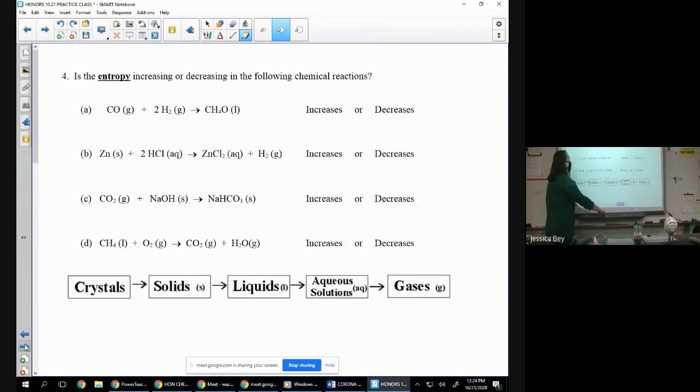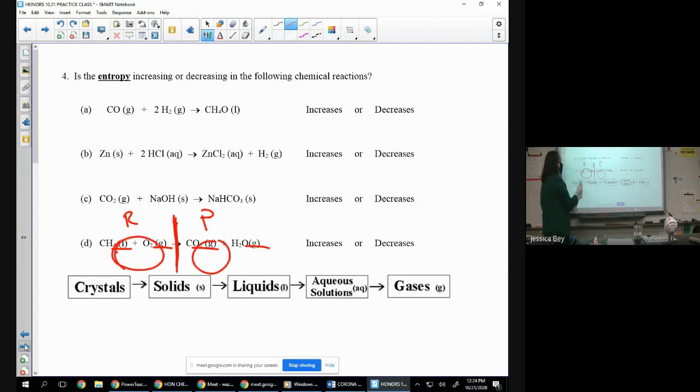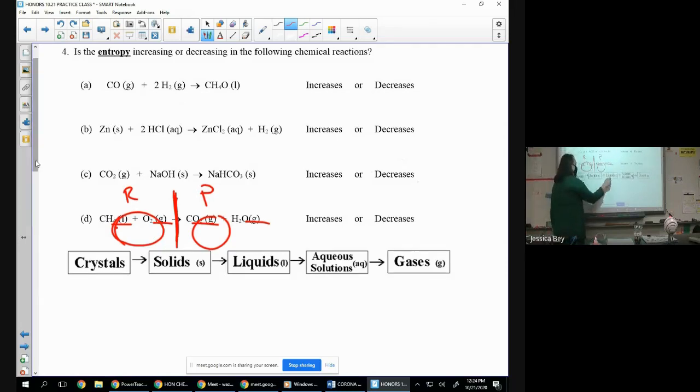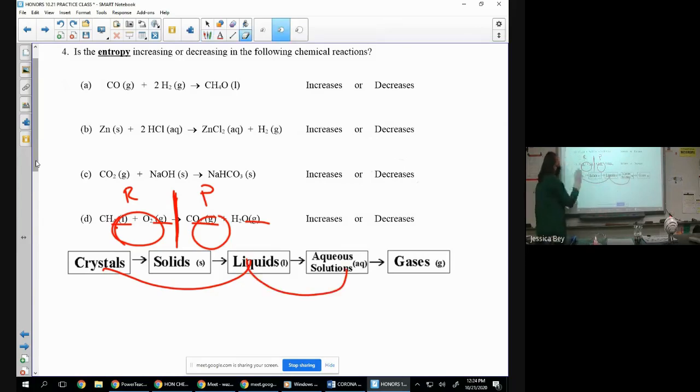Remember, if you look at a chemical reaction, draw yourself a line right at the yield sign and you compare your reactants to your products. I have a liquid and a gas going to a gas and a gas. So overall, what's happening to the entropy from one side to the other? If you can think in your head, all right, it's going from like here to here. That would be D. Is it going from here to here? So you're thinking about these boxes in your head.